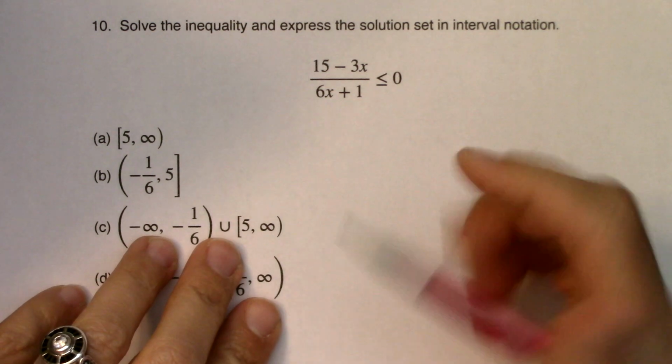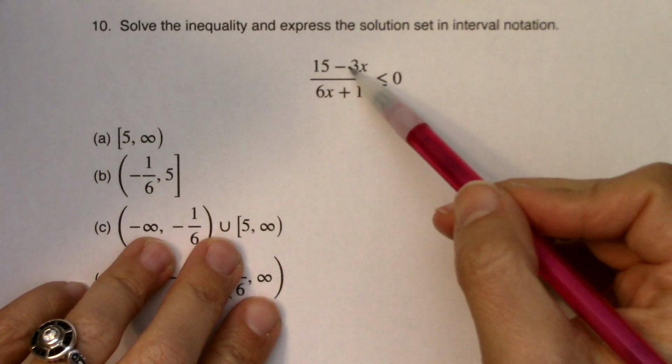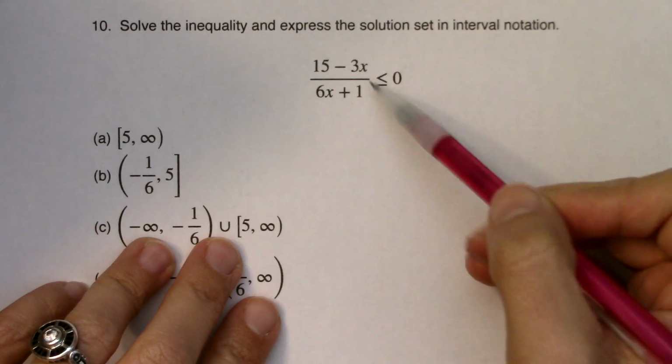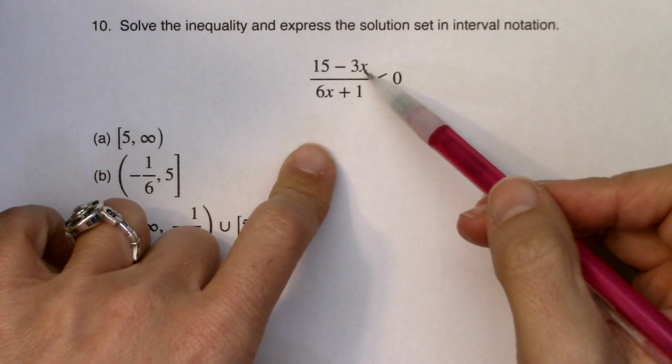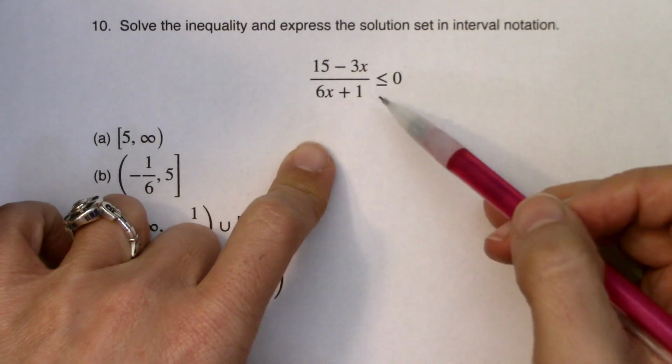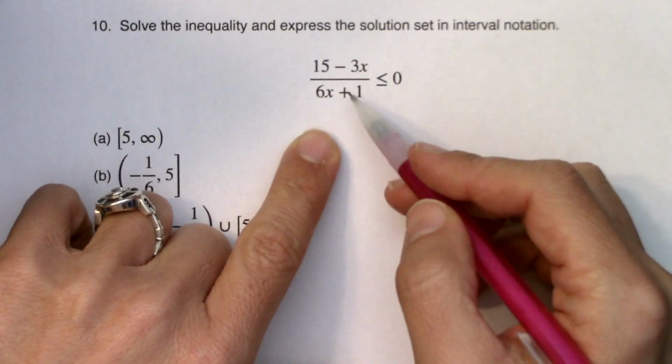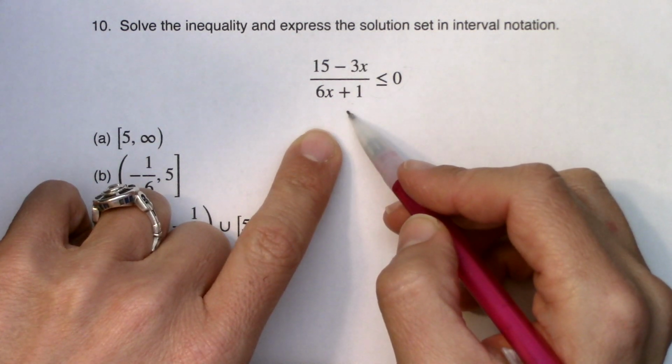Folks, let's take a look at number 10. This time I've got a rational inequality, and I've got to figure out where this thing is less than or equal to 0. The upside is that this is pretty much already factored. I don't have to factor it much, but what I am going to do is set both numerator and denominator to 0.